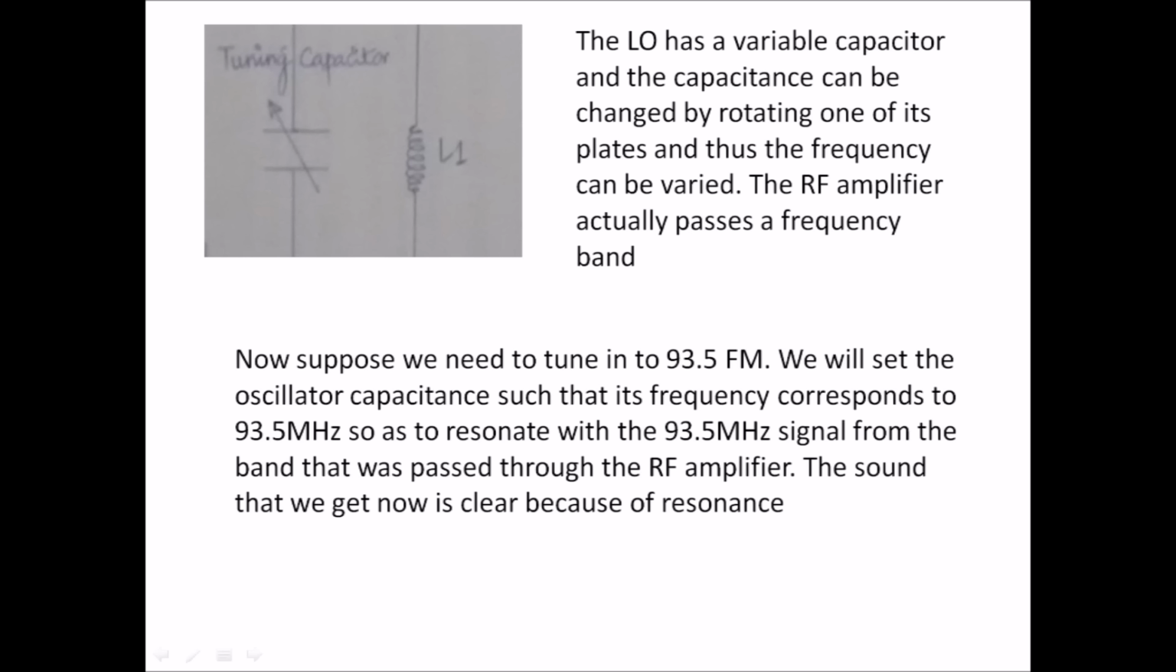Now suppose we need to tune in to 93.5 FM. We will set the oscillator capacitance such that its frequency corresponds to 93.5 MHz, so as to resonate with the 93.5 MHz signal from the band that was passed through the RF amplifier. The sound that we get now is clear because of resonance.